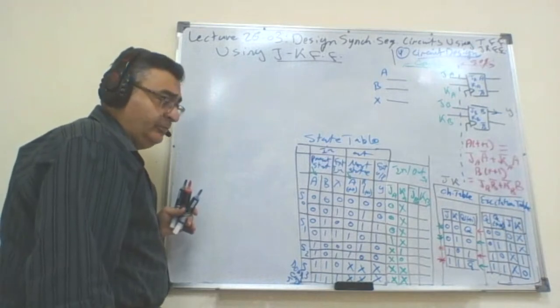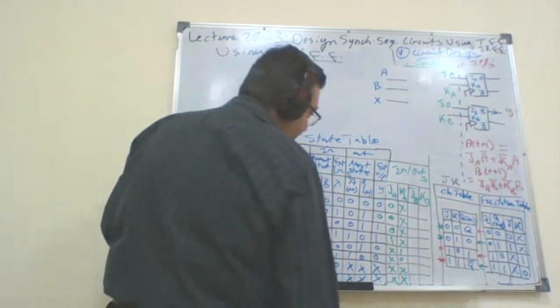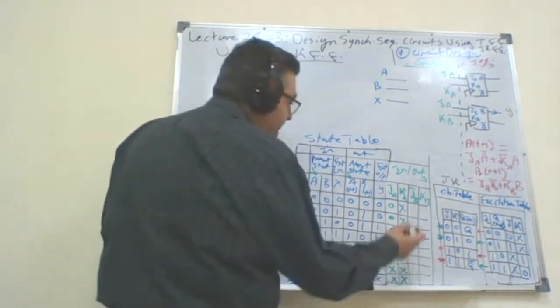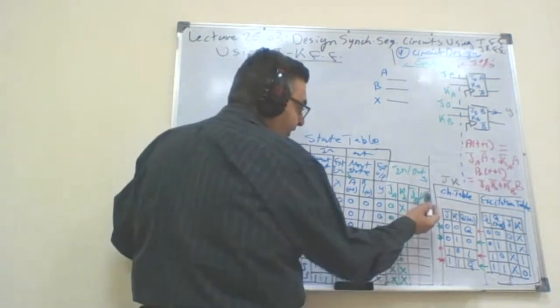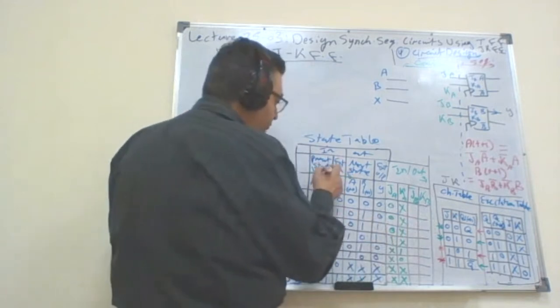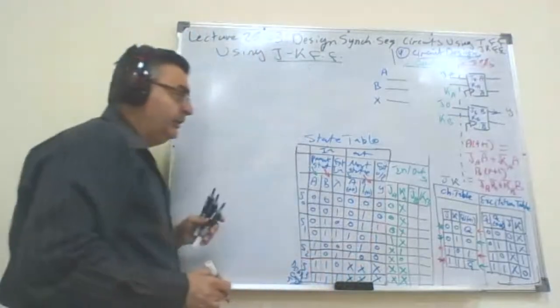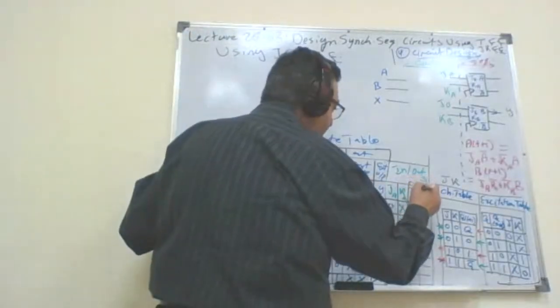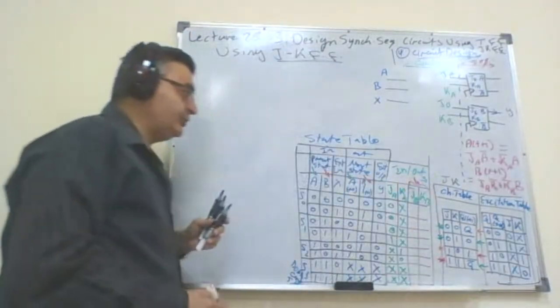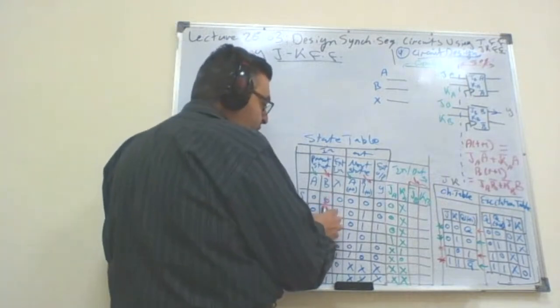Agree? Make sense? Any question? Any doubts? Next, go to JB and KB. Here I have to check B and B of T plus 1. B and B of T plus 1 will allow me to get those two columns. Okay?